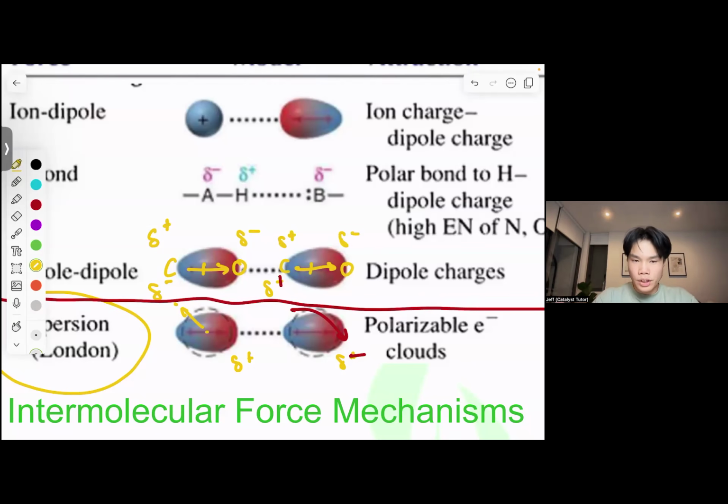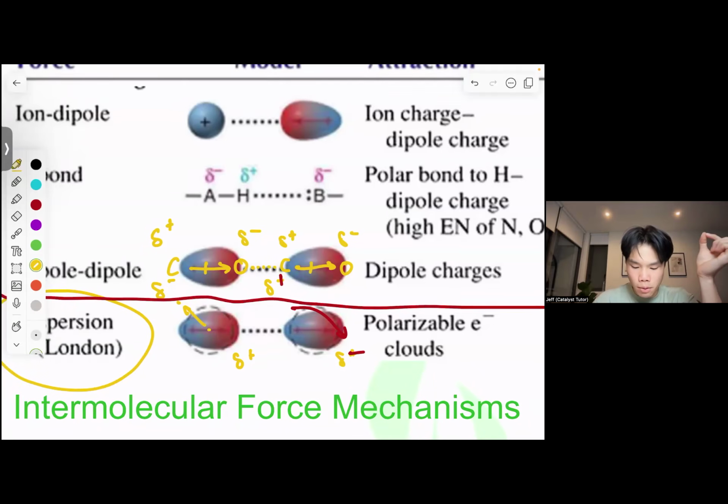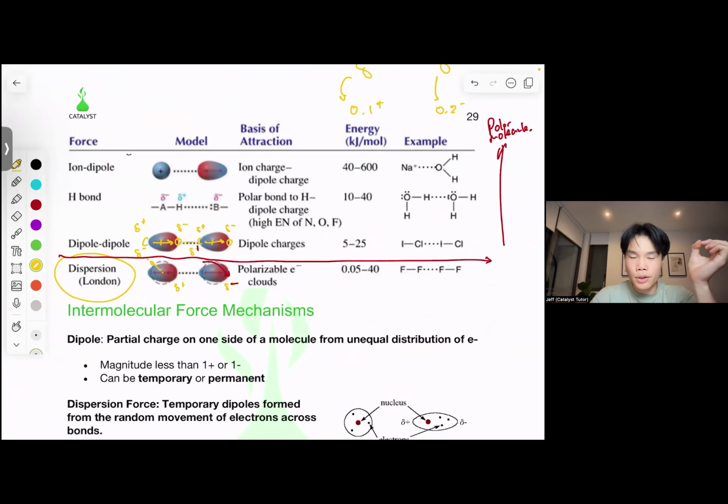So the dipole-dipole interaction forms between two partial charges. It forms between the two permanent dipoles. Forms between the oxygen and the carbon. Positive and negative electrostatic attraction. That is your dipole-dipole. It is stronger than dispersion force because these dipoles will be greater in magnitude. Any questions so far? Dipole-dipole, dispersion.